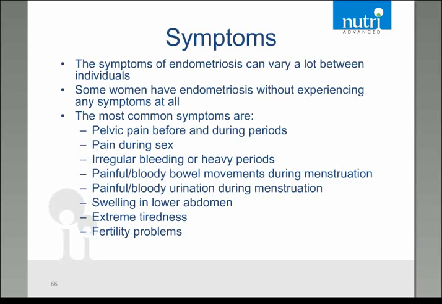The symptoms of endometriosis can vary a lot between individuals. Some women have endometriosis without experiencing any symptoms at all. The most common symptoms include pelvic pain before and during periods, pain during sex, irregular or heavy bleeding, painful bloody bowel movements during menstruation, painful bloody urination during menstruation, swelling in the lower abdomen, extreme tiredness, and fertility problems.